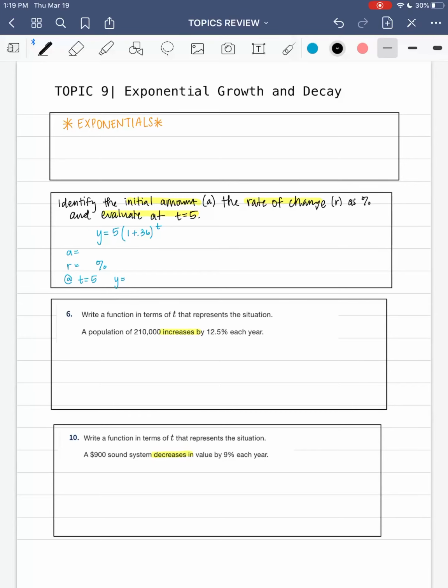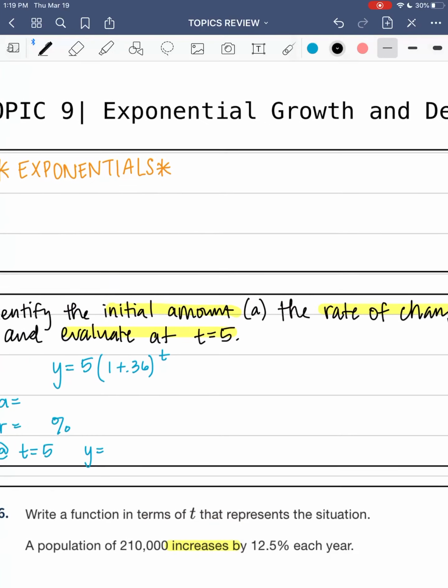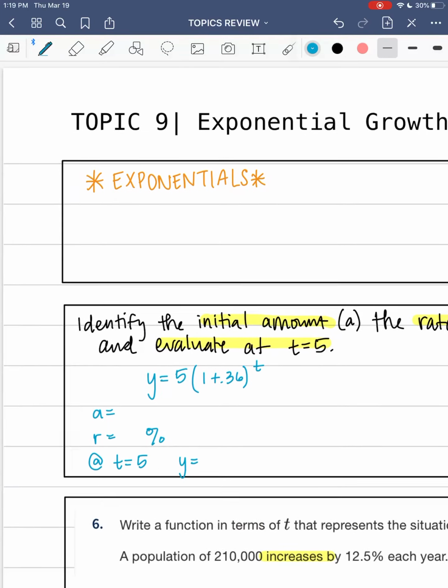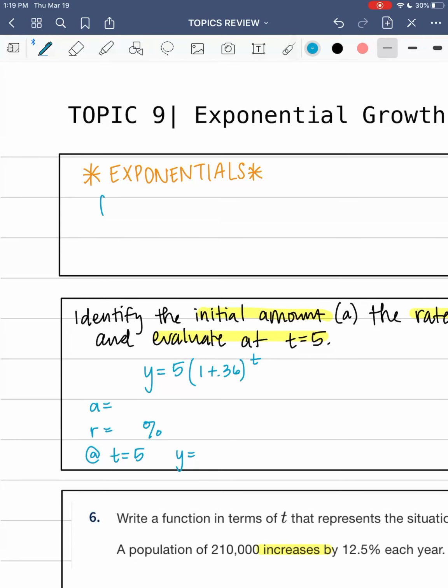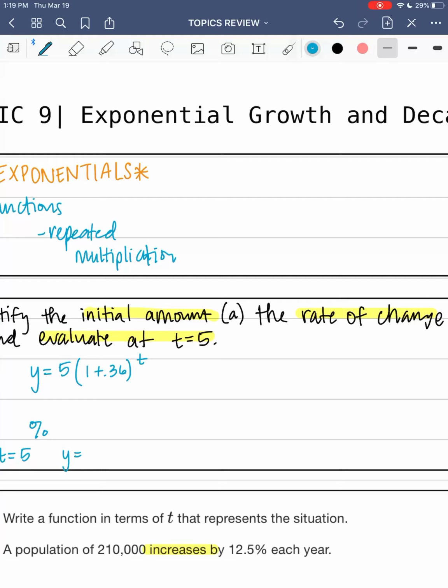Anyway, exponential growth and decay. Exponentials are really cool. They are functions whose whole deal is repeated multiplication. An exponential function would be something like y equals 3 to the x.